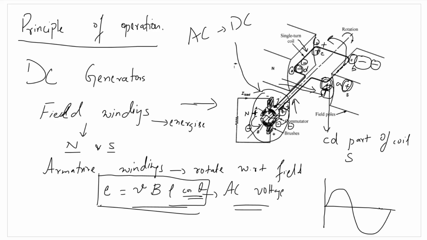So the commutator is rotating, the brushes are fixed, and by the arrangement of these two, we are able to get DC voltage at this end. Now since this is a generator, we can have some load here. Accordingly, our current will be flowing in this. Accordingly, DC current will be flowing to the load as well. So the voltage that we'll be getting from the brush will be something like this.